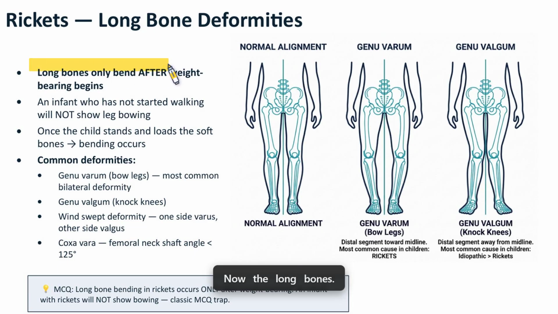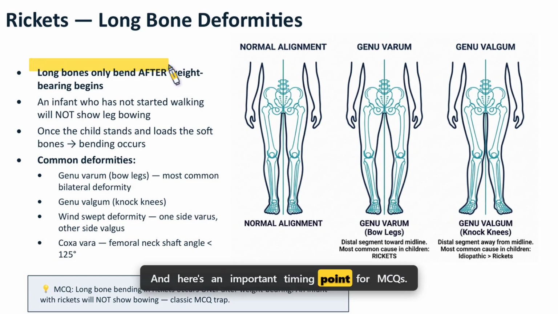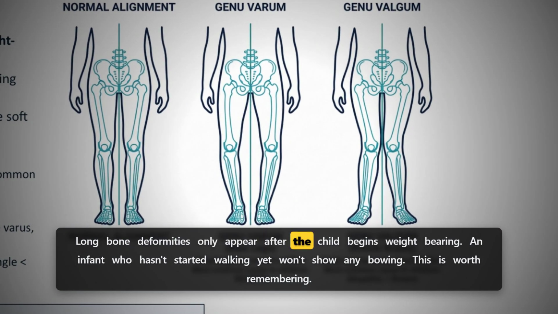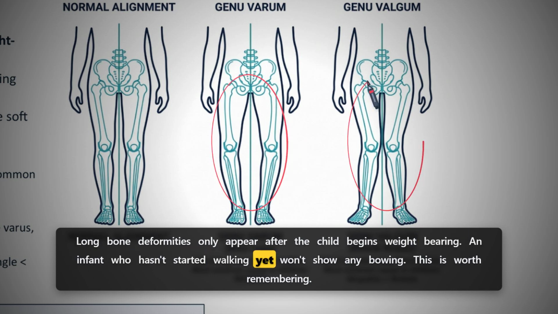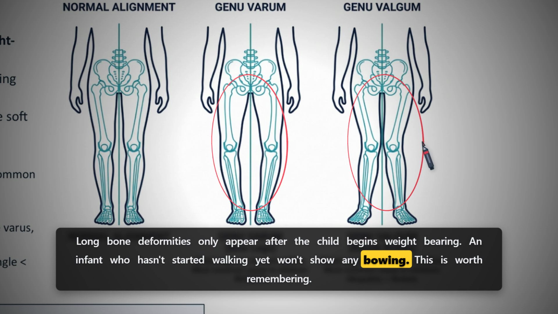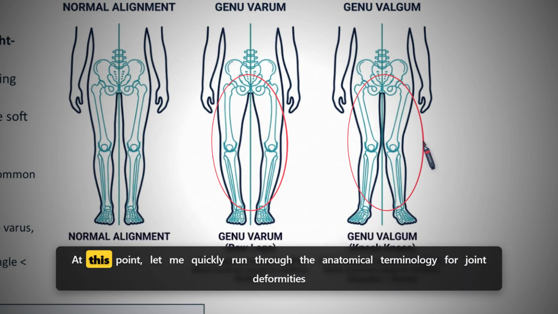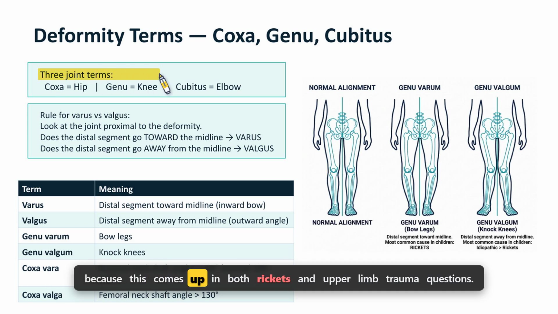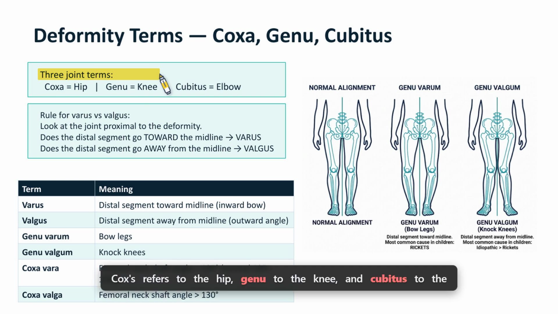Now the long bones. And here's an important timing point for MCQs. Long bone deformities only appear after the child begins weight bearing. An infant who hasn't started walking yet won't show any bowing. This is worth remembering. At this point, let me quickly run through the anatomical terminology for joint deformities, because this comes up in both rickets and upper limb trauma questions. Coxa refers to the hip, genu to the knee, and cubitus to the elbow.